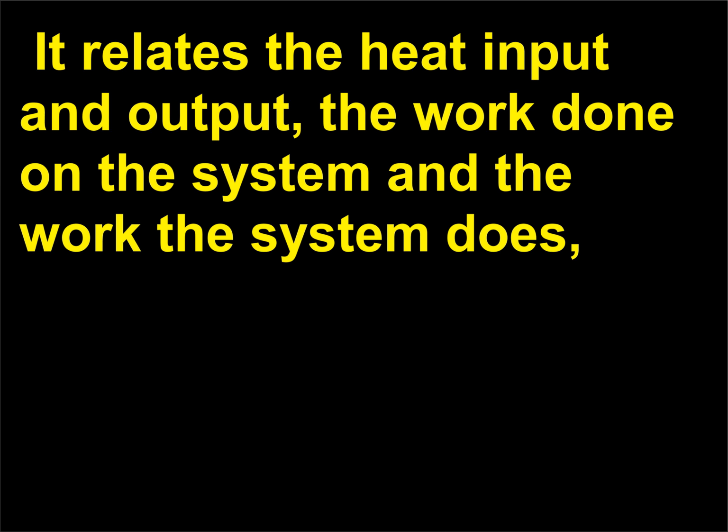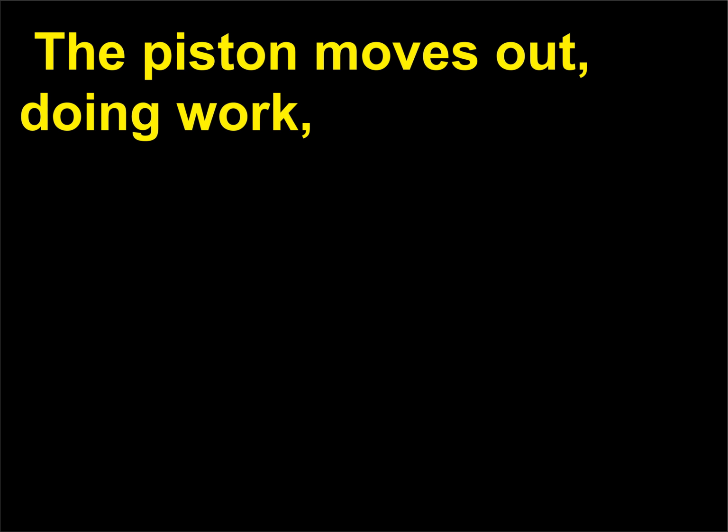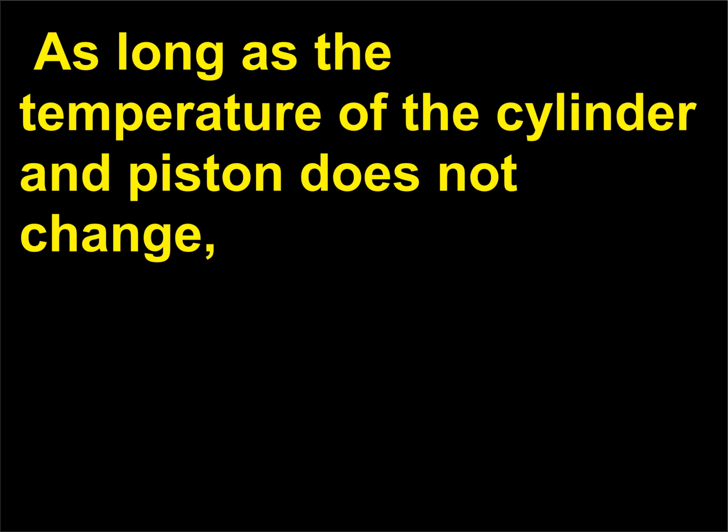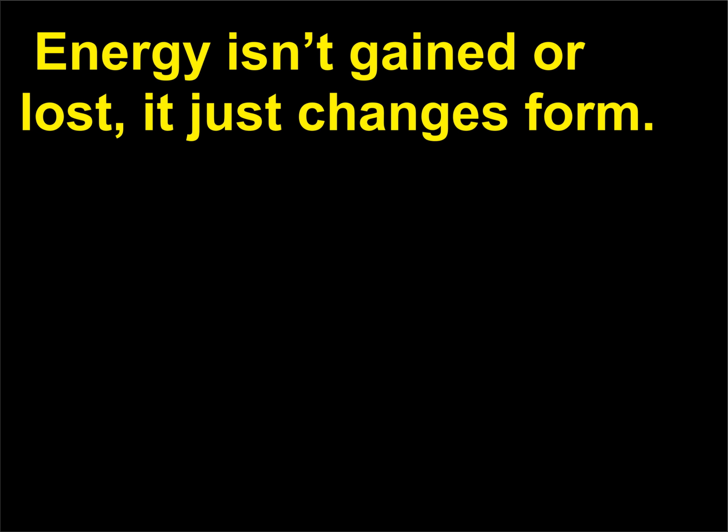For example, the cylinder and moving piston of an automobile engine is heated by the burning of gasoline in the cylinder. The piston moves out, doing work, and heat is transferred to the coolant because of the higher temperature of the cylinder and piston. As long as the temperature of the cylinder and piston does not change, the heat input equals the work output plus the heat output. Energy isn't gained or lost, it just changes form.